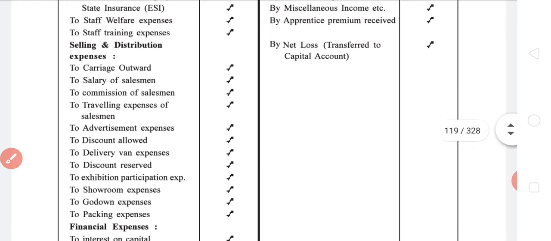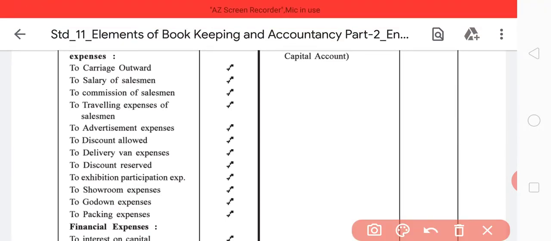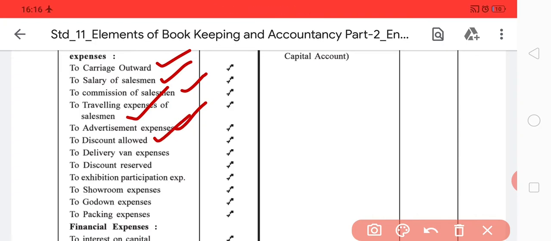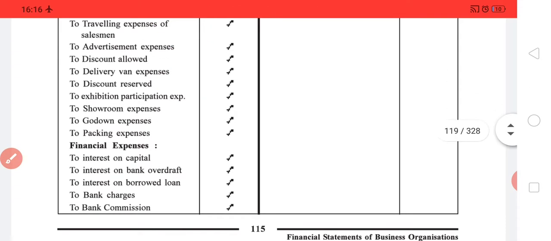Selling and distribution expenses. Carriage inward will come in trading account, so carriage outward will come in profit and loss account debit side. Salary of salesman, commission of salesman, traveling expenses of salesman, advertisement expenses, discount allowed, delivery van expenses, discount reserve, exhibition participation expense, showroom expense, godown expenses, packing expenses.